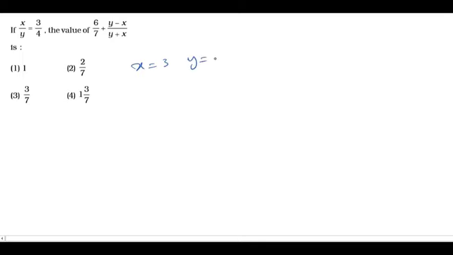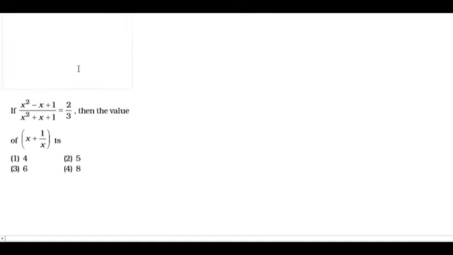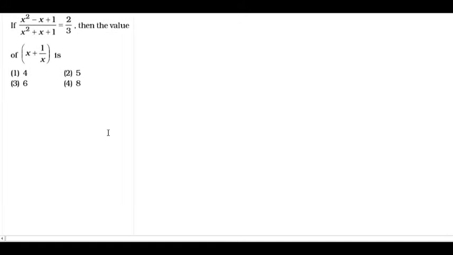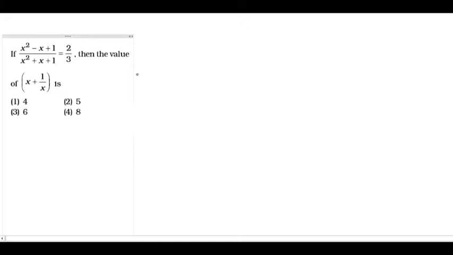If x by y is equal to 3 by 4, you can literally take x as 3 and y as 4 in this case and try to solve it. So that becomes 6 by 7 plus 4 minus 3 by 4 plus 3. This becomes 1 by 7, that is 7 by 7, that is equal to 1.